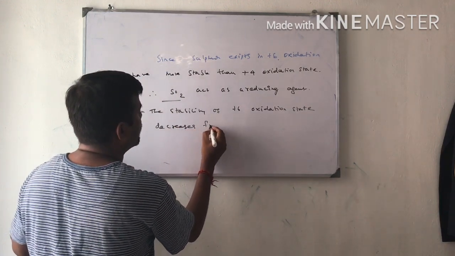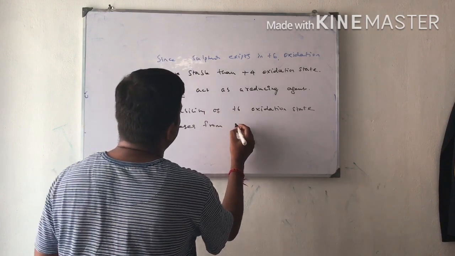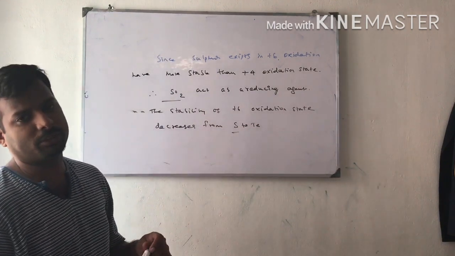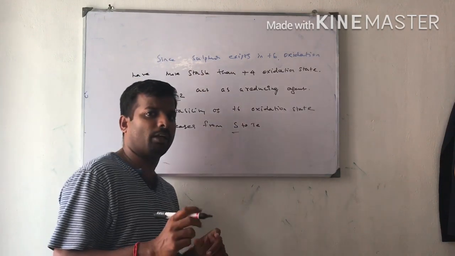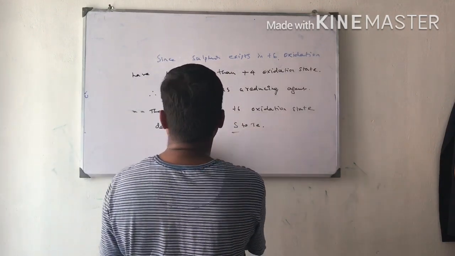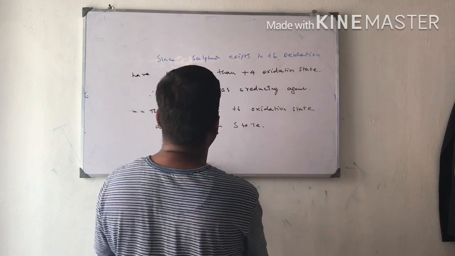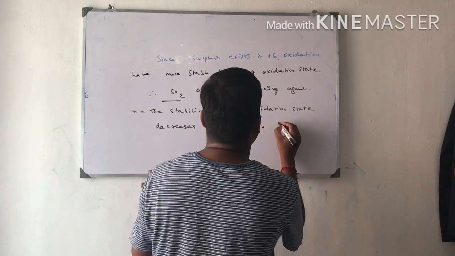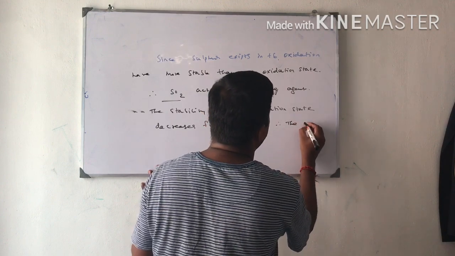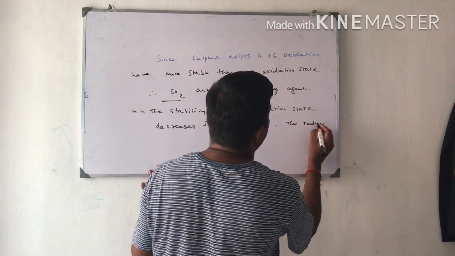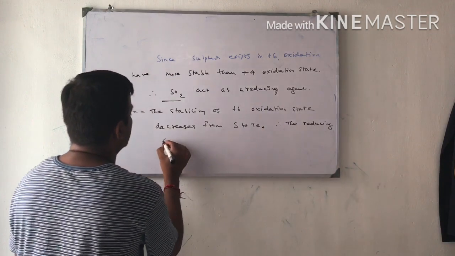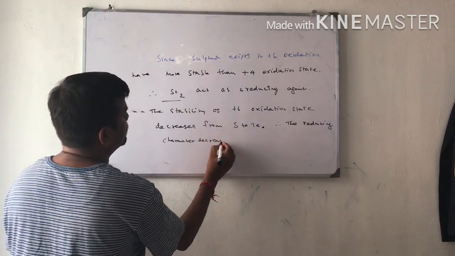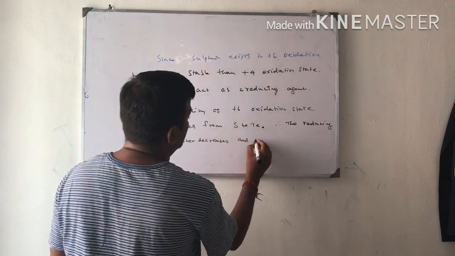The +6 oxidation state stability decreases from sulfur to tellurium. The reason is, on moving down the group, size increases, so the effective nuclear charge decreases. So it decreases from sulfur to tellurium. Therefore the reducing character decreases, and oxidation character starts.